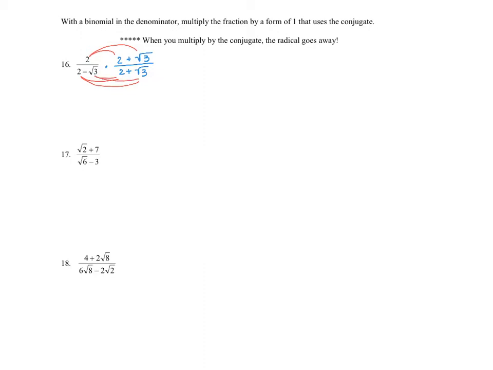So as we do all of that, 2 times 2 in the numerator is 4. 2 times rad 3 is plus 2 rad 3. In the denominator, 2 times 2 is 4. 2 times rad 3 is plus 2 rad 3. Negative rad 3 times 2 is minus 2 rad 3, and negative rad 3 times rad 3 becomes simply minus 3.